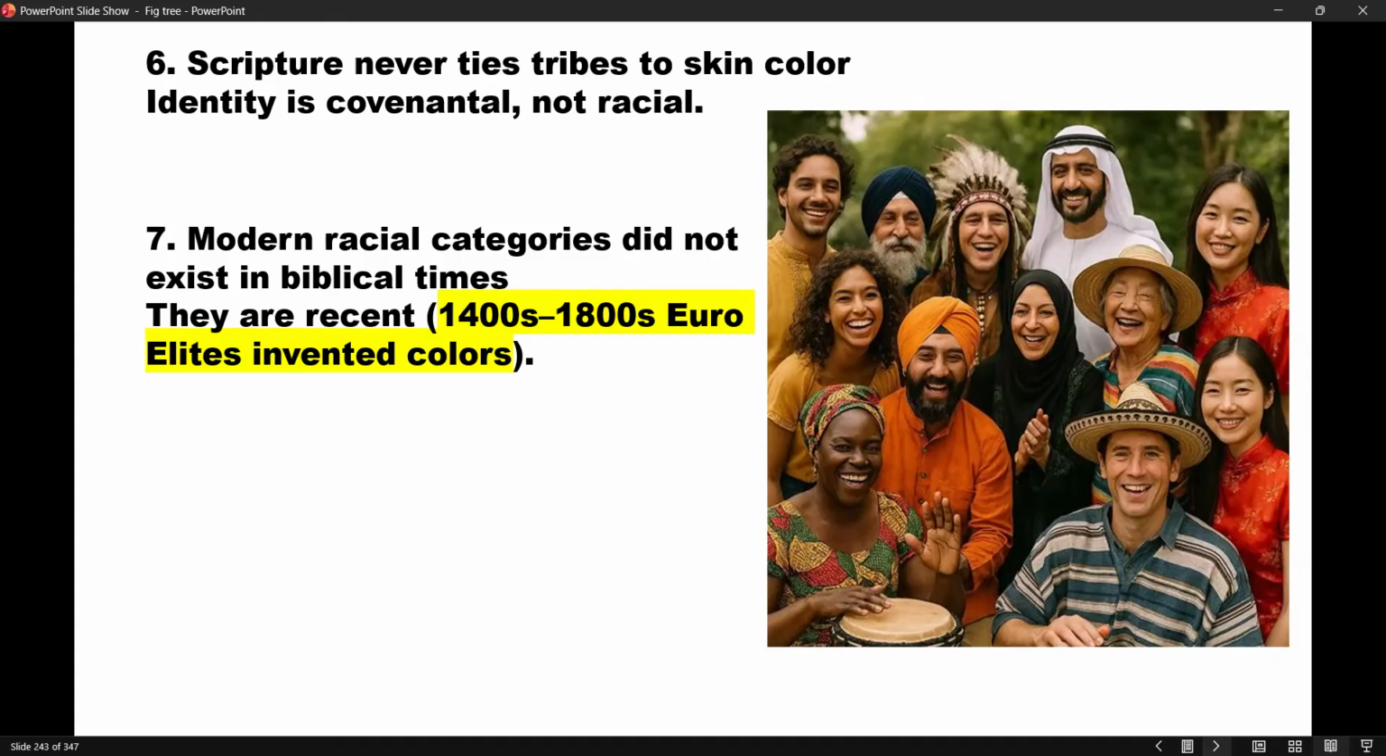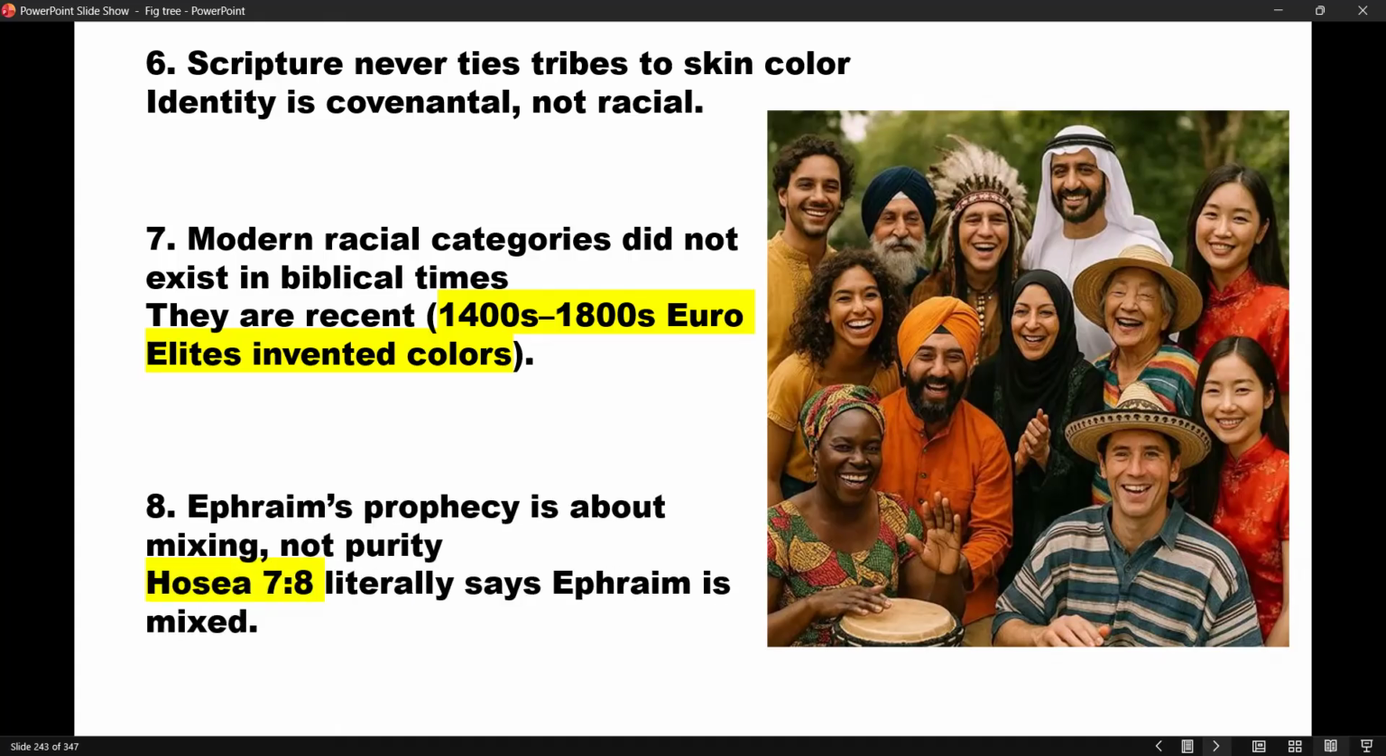Seven, modern racial categories did not exist in biblical times. They are recent, 1400s to the 1800s. Euro elites invented colors. Probably could even be the little hats, like my man called them, the Revelation 2:9s that did this. Remember, they mixed right in with Javan. They mixed right in with them, so it's hard to tell them as well. Then they change their name. The little hats change their name. You don't even know what he is.